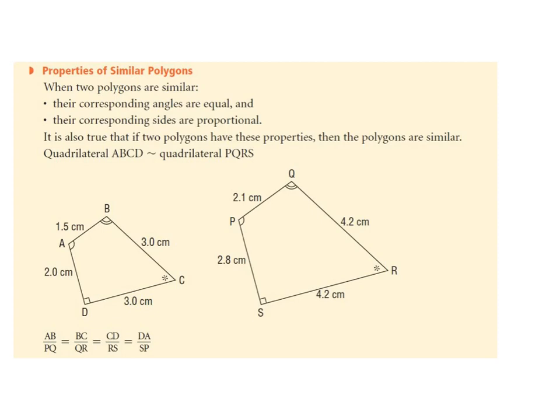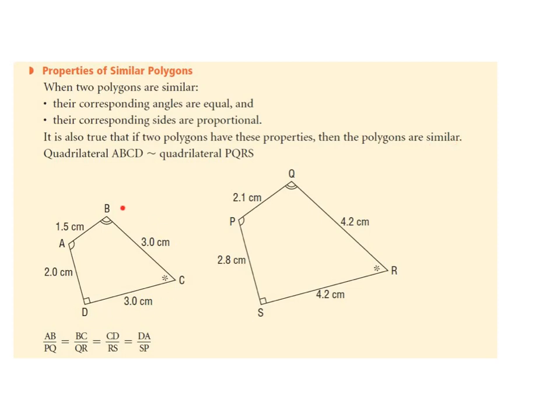So this was taken from our textbook. I'd just like to quickly mention it. When two polygons are similar, so when two shapes are similar, their corresponding angles are equal, so the matching angles are equal, and their corresponding sides are proportional. So the corresponding or matching sides have been enlarged or reduced by the same scale factor. So if these polygons have these properties, the angles are equal and the sides are proportional, the polygons are similar. Or another way of saying that is that the polygons are scale diagrams of each other.